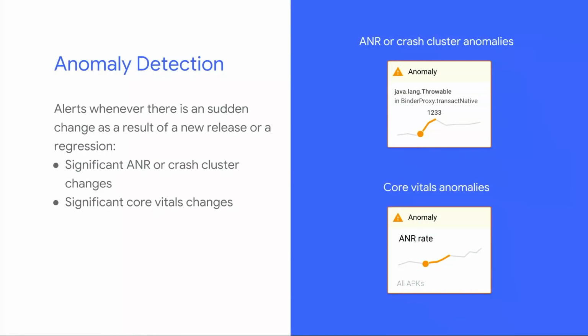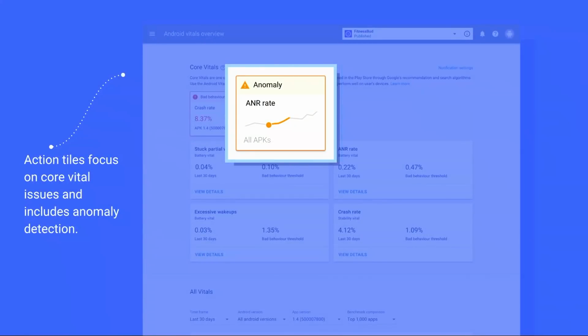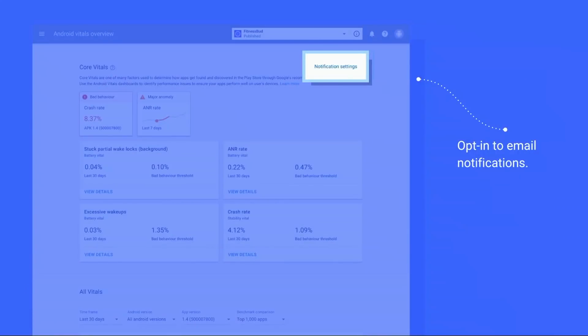One other major request that we've had over the past year is to get alerted when there is an issue that's introduced with their vitals. And so we're really happy to announce anomaly detection. So this is where you'll get flagged with an alert at the top of your Android Vitals section, with the ANR and crash clusters, to let you know what is the issue that you have. And you can click on that tile and be able to go in and see details.